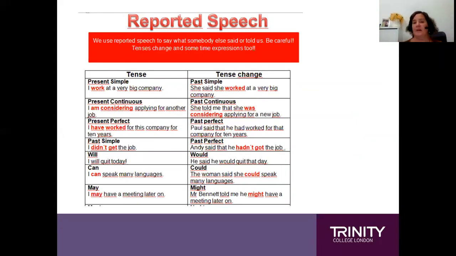Now we move on to the typical grammar table, but as you can see, we do not have isolated examples which are meaningless for our students. We are actually using the very same examples we were analyzing before. So we are telling that we use reported speech to say what somebody else said, and we are presenting students with the tense changes through very clear examples. So this would be the way I would present grammar in a regular lesson.